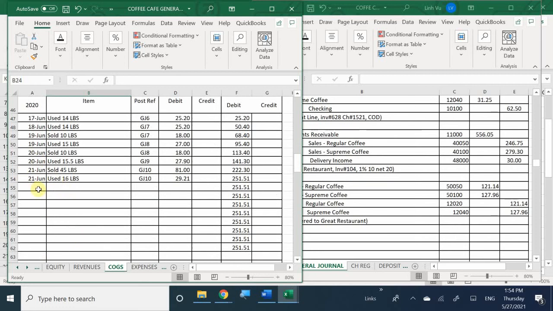Sold 70 pounds of the better stuff. General Journal 11 for 127.96. Brings a running total of 379.47... 96 cents. And what did you say? 379.57? Yes. Excellent.